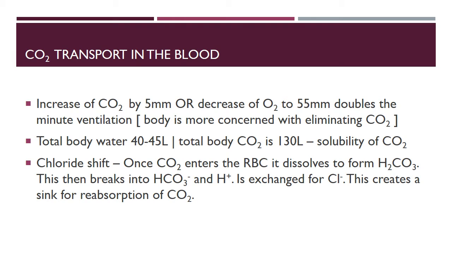The normal PCO2 is anywhere between 35 to 45 millimeter of mercury, whereas the normal PO2 is usually 100 mm of mercury. Now if you increase the PCO2 by 5 mm, which is hardly anything, or if you decrease the PO2 to up to 55, that is when the rate of minute ventilation will increase. This shows you that the body is more concerned with eliminating CO2 as opposed to be worried about the hypoxia.